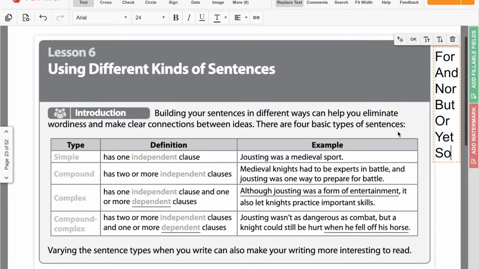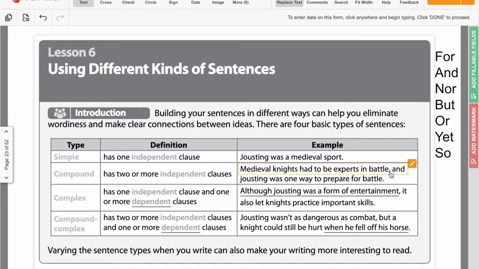So if you look here, it says medieval knights had to be experts in battle, and jousting was one way to prepare for battle. If you cut off this end part and pretend this comma is a period, medieval knights had to be experts in battle. That's a simple sentence. Jousting was one way to prepare for battle. That's also a simple sentence. But when you use a comma and that word and, which is one of our fanboy words over here, it makes it a compound sentence because you're putting 2 simple sentences together. So medieval knights had to be experts in battle, and jousting was one way to prepare for battle. Okay, so all you're doing is combining 2 independent clauses.